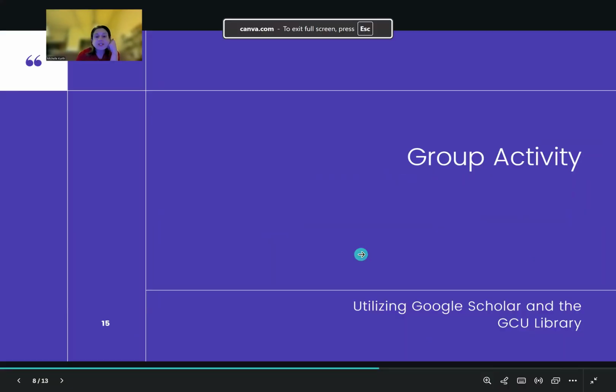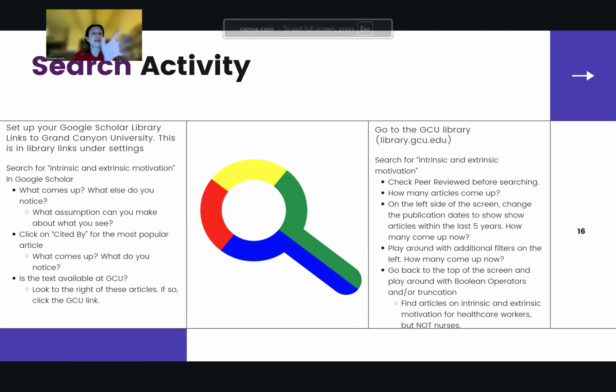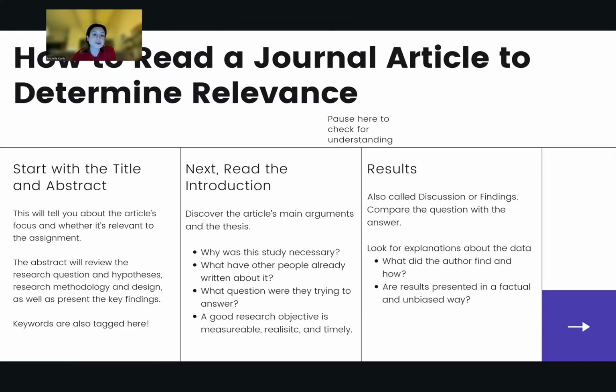And now what I want to do is talk through, so we already went through the search activity. I want to talk about how to read a journal article. So you filtered it down, now you need to read it. How do you actually read a journal article to determine if it's even relevant?